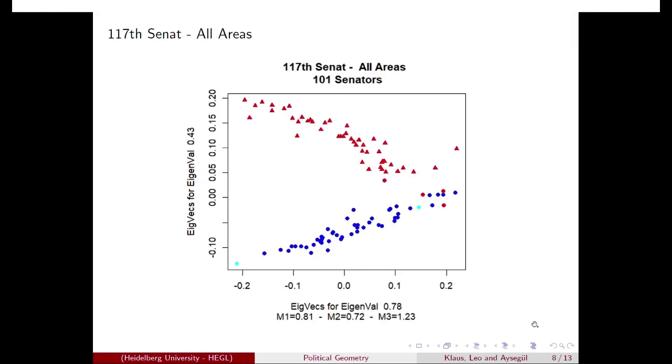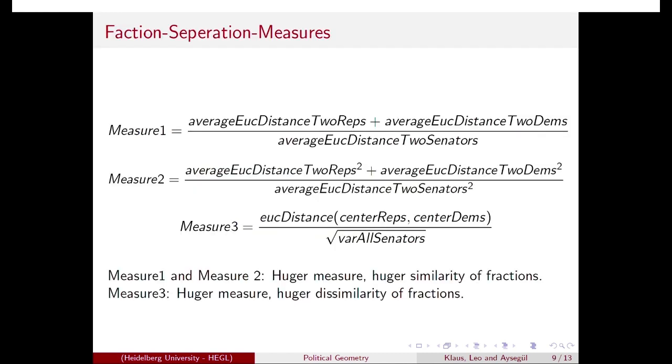The red dots stand for Republicans, the blue dots for Democrats. And as we can see, it works pretty nicely. So this mathematical model splits the senators into the two factions. Now we can calculate some measures. For the first two measures, a larger measure means a larger similarity of these two factions, and for measure 3, a larger measure means a larger dissimilarity of the two factions.